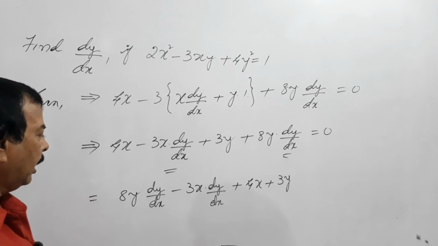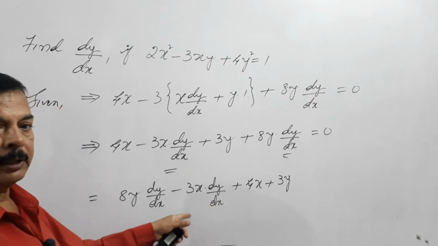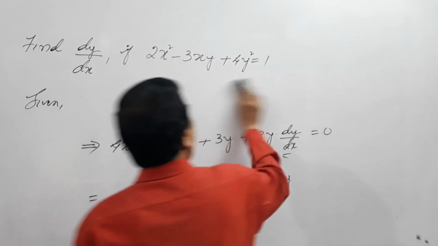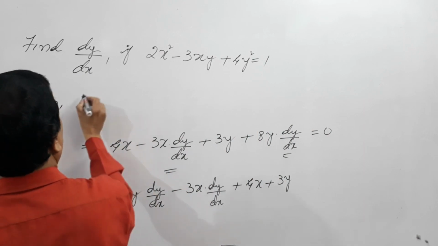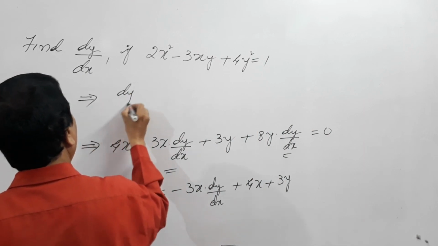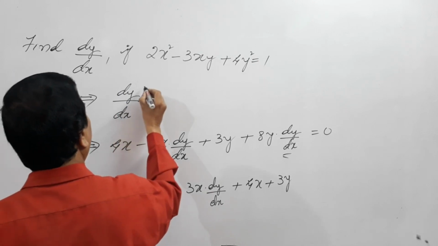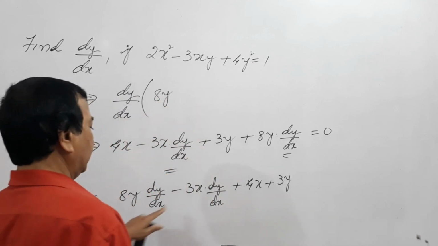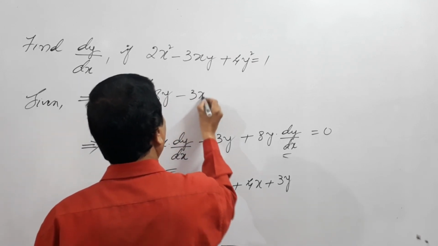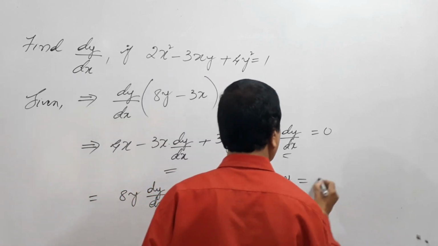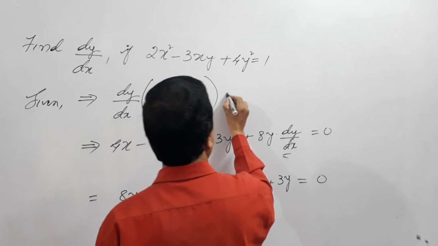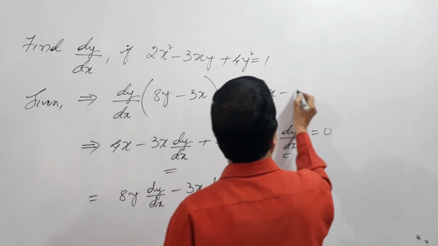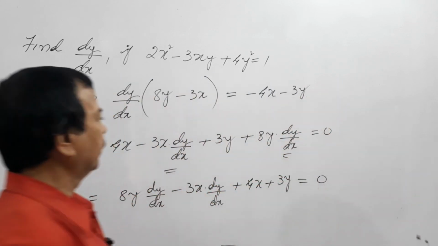So what I will do here, I will try to separate this. What is common here? dy by dx. So I rub this. So I will try to take the common. dy by dx, this will be 8y minus 3x, equals to 0. I will send this on the right hand side. This becomes what? Minus 4x minus 3y.